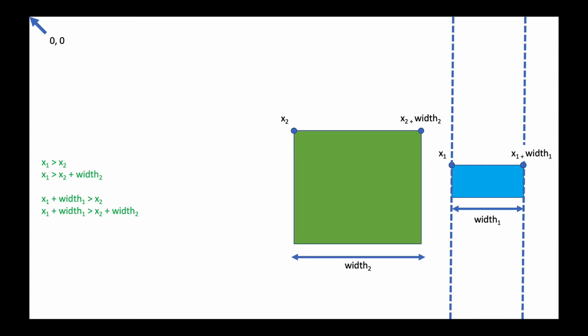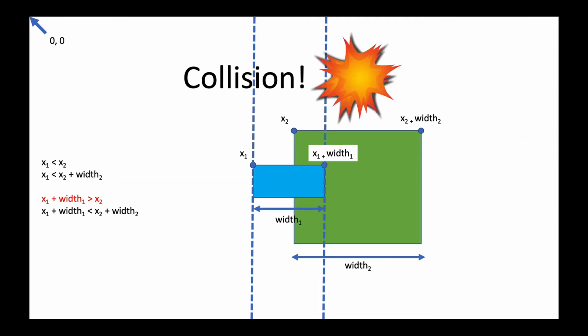Finally, we've moved past the rectangle now. All of our x1 coordinates are greater than our x2 coordinates, and this is not a collision. And that's something that we need to consider in our code. Now, let's talk a little bit more about this first situation where x1 plus width 1 was greater than x2.